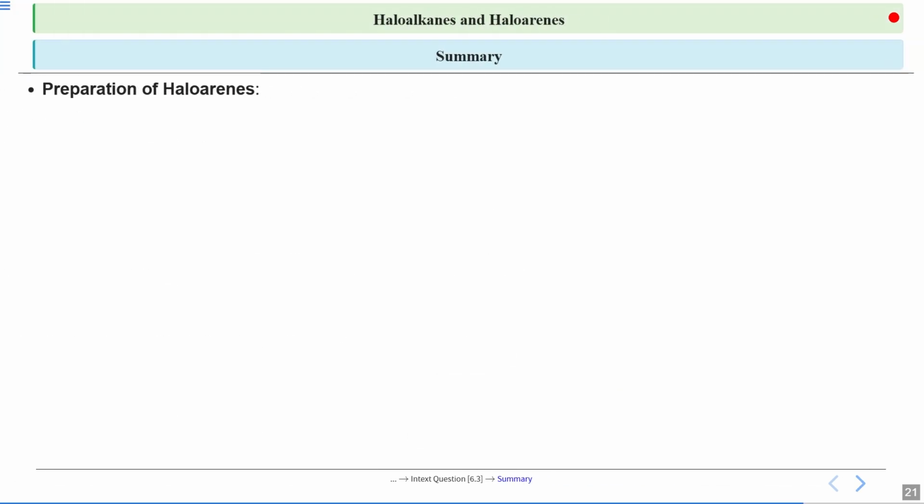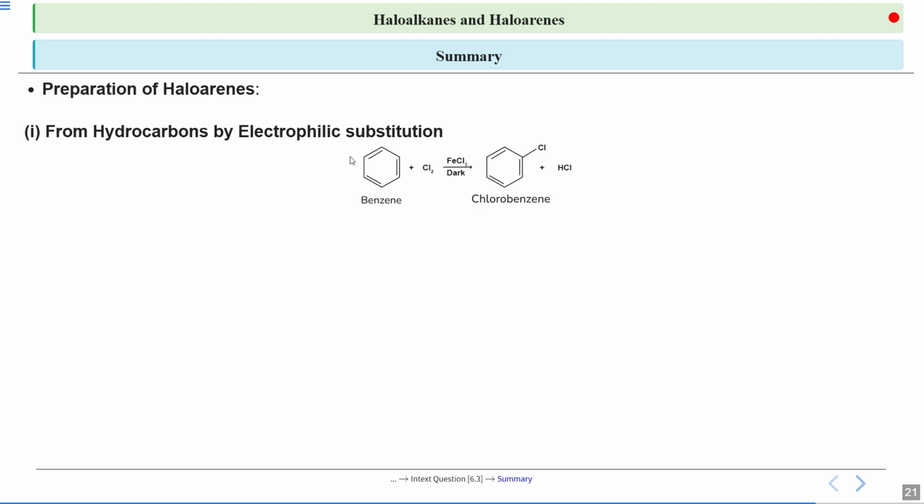Okay, let's see the summary. What are the concepts that we have covered today? First of all, we have discussed the preparation of haloarenes, and it happens via 2 methods. The first is from hydrocarbons by electrophilic substitution, where the benzene ring reacts with a halogen molecule such as chlorine in the presence of FeCl3 as a Lewis acid catalyst in dark conditions, and you will get chlorobenzene as your major product plus HCl as the side product.